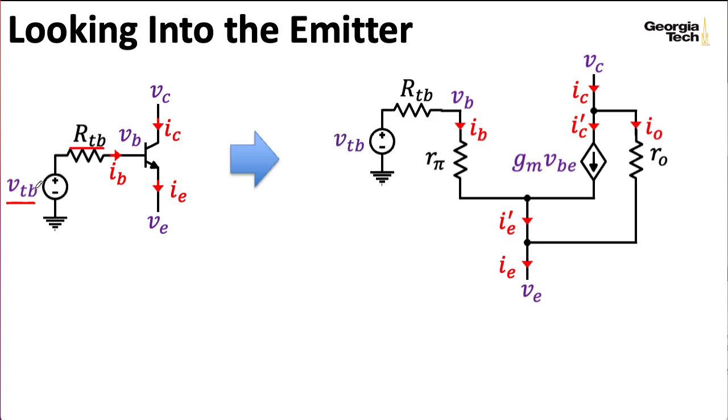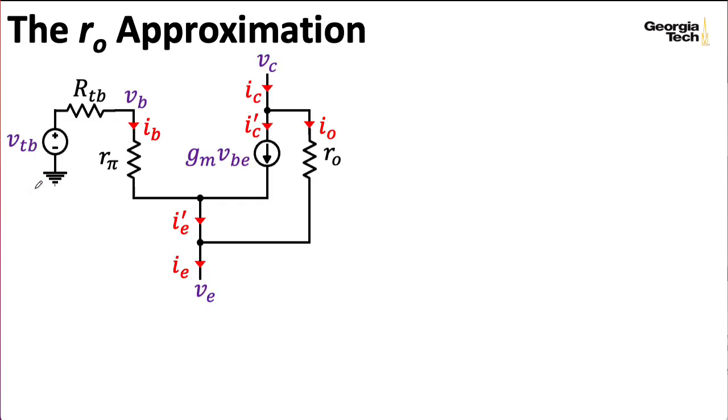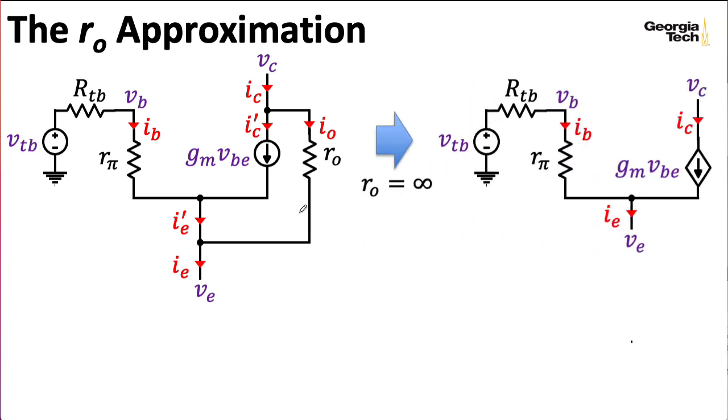So let's take this Thevenin equivalent looking out of the base and paste it onto our pi model. As we did in the last lecture when we computed a Thevenin equivalent looking into the base, we're going to use the R0 approximation. So we're going to assume that this resistance R0 in our small signal model is infinite, so it essentially goes away, and this drastically simplifies our analysis.